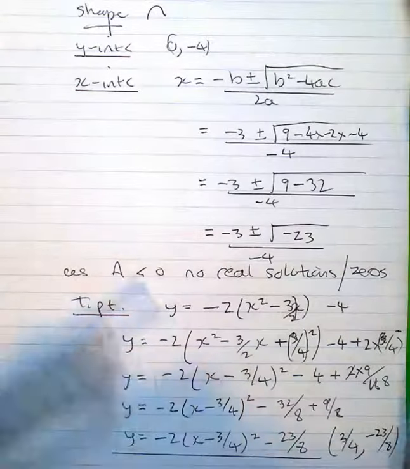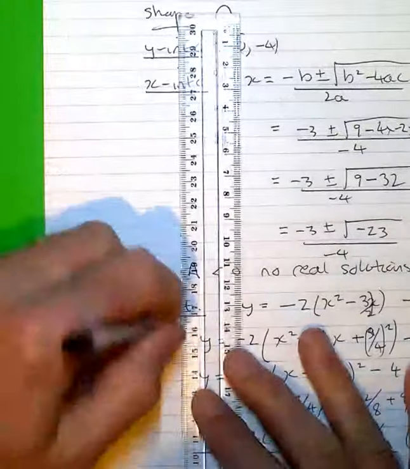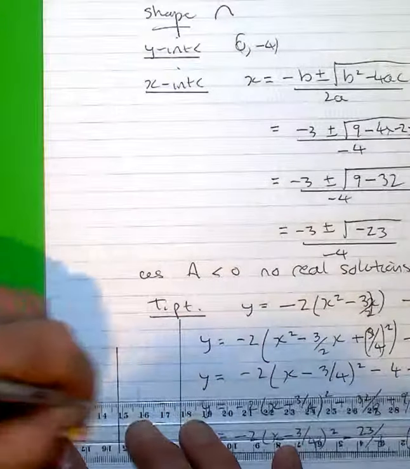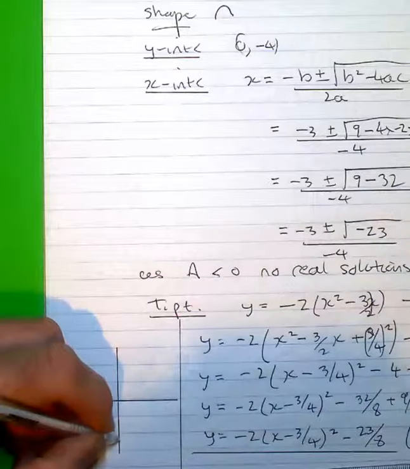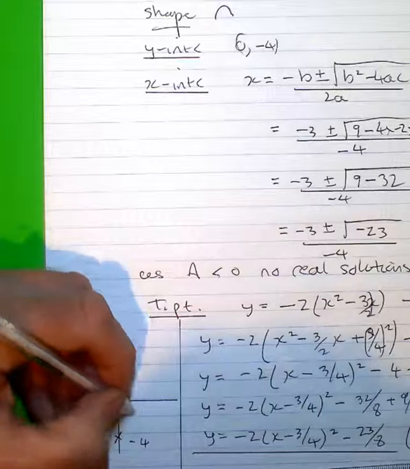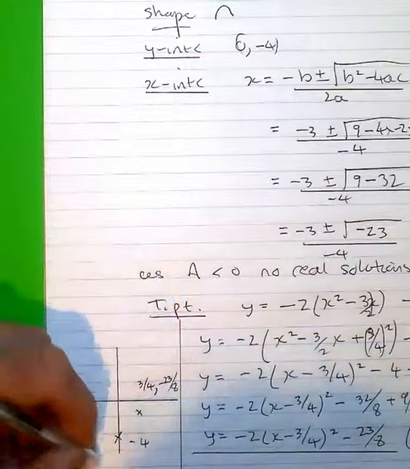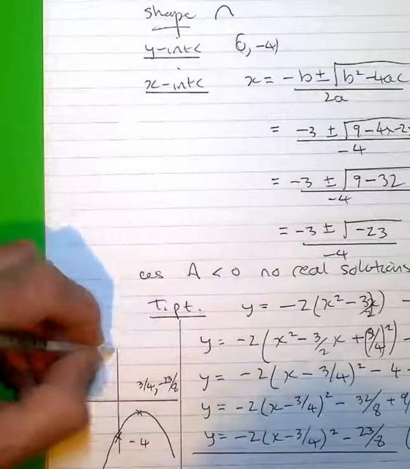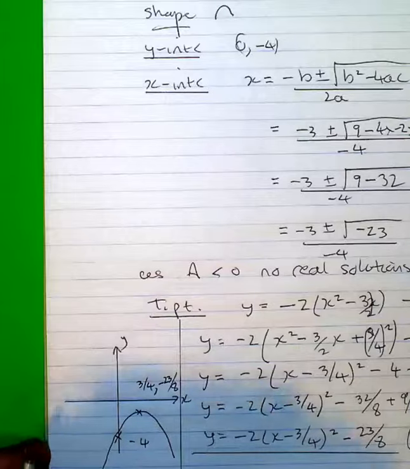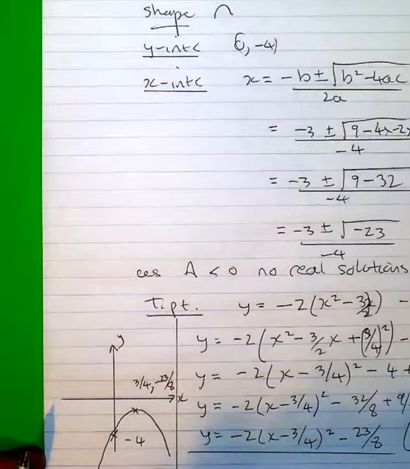Now, because there's no x-intercepts, I might just make use of this little corner I have over here on the page. And you can see your graph like so. Now, in a moment, I'll just quickly show you this question using the graphics calculator.